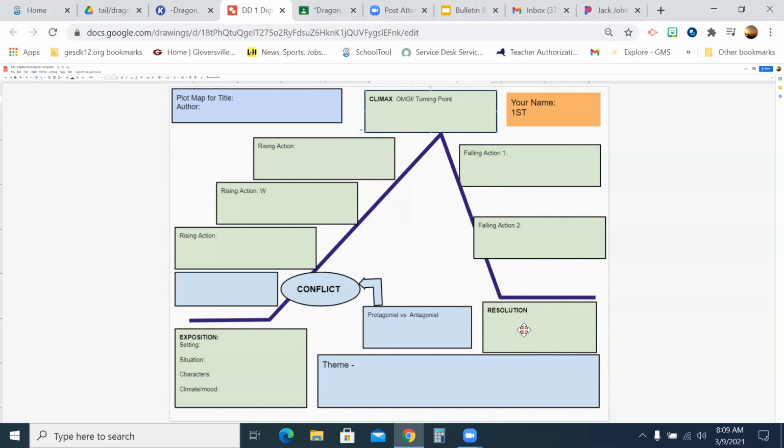I gave you a trick last week. Look at the word resolution. Solution.